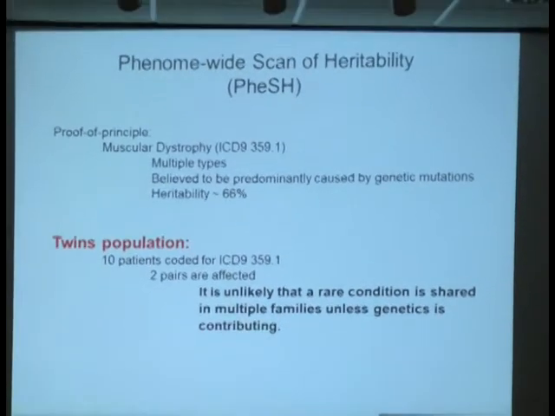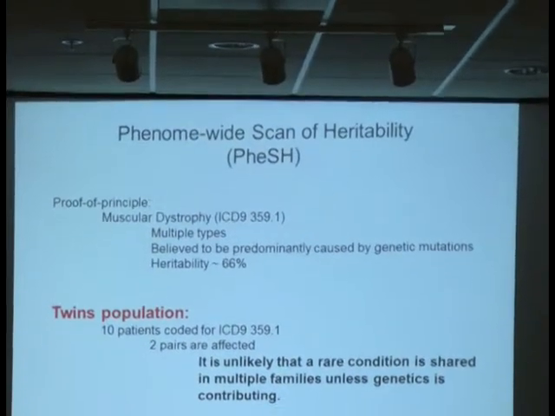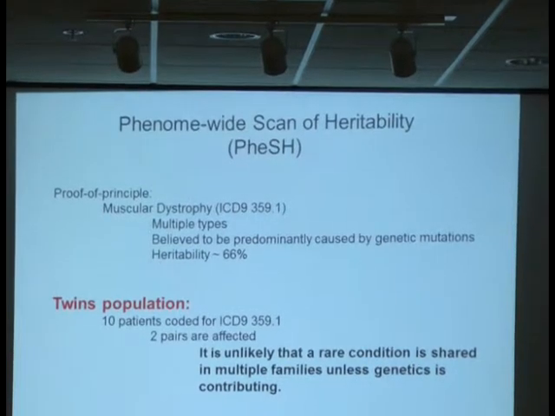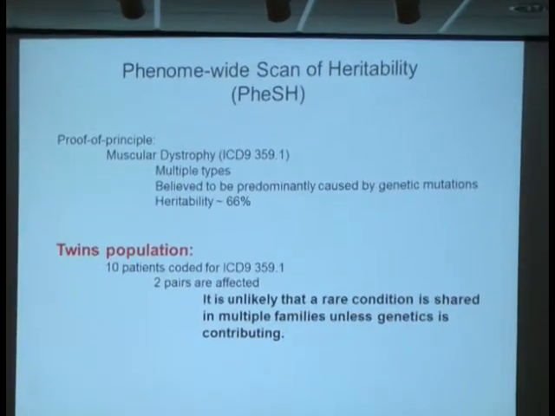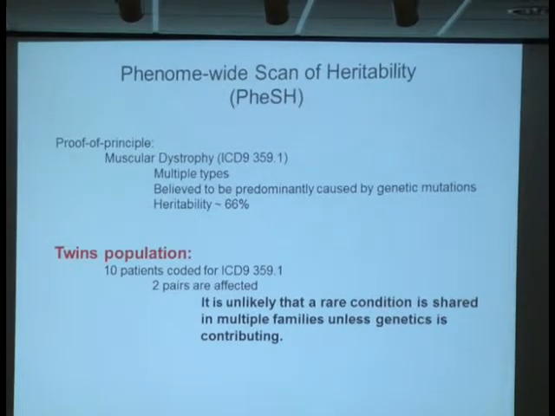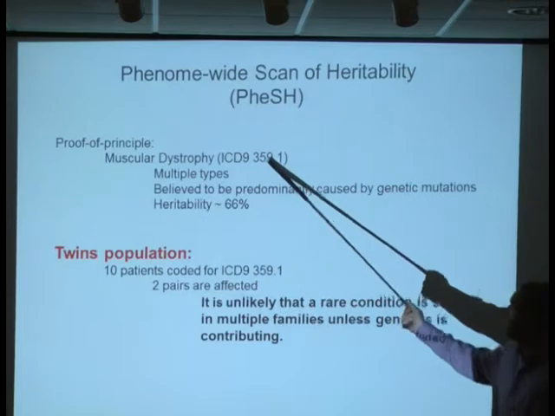Now, what I wanted to do is show proof of principle that we could first identify twins and extended families, and second, prove that we can measure heritability. So I took a not very common, but relatively common heritable disease. It's been well characterized and also has a very specific code within our electronic medical record system. I focused here on muscular dystrophy. So this is the very specific code.